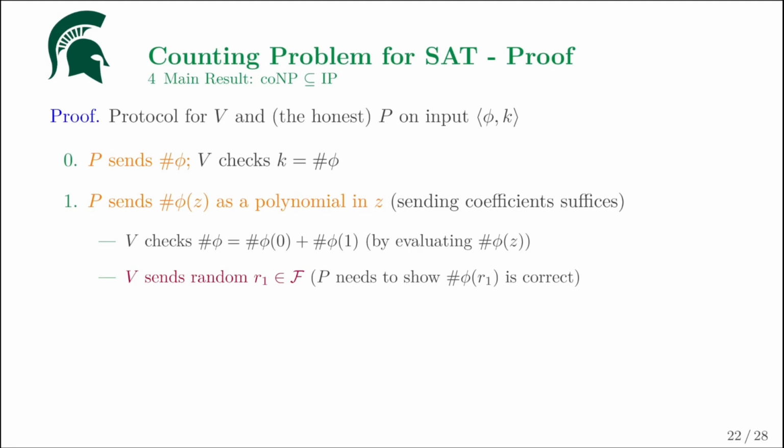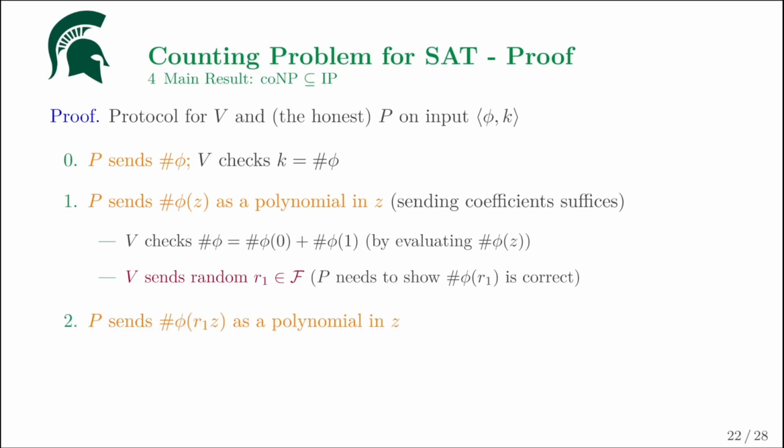Next, the verifier chooses a random element R1 from our field F and sends it to the prover. This random value forces the prover to commit to the structure of their polynomial across the entire domain. It makes it very hard for it to fake a convincing answer if this is the dishonest prover.